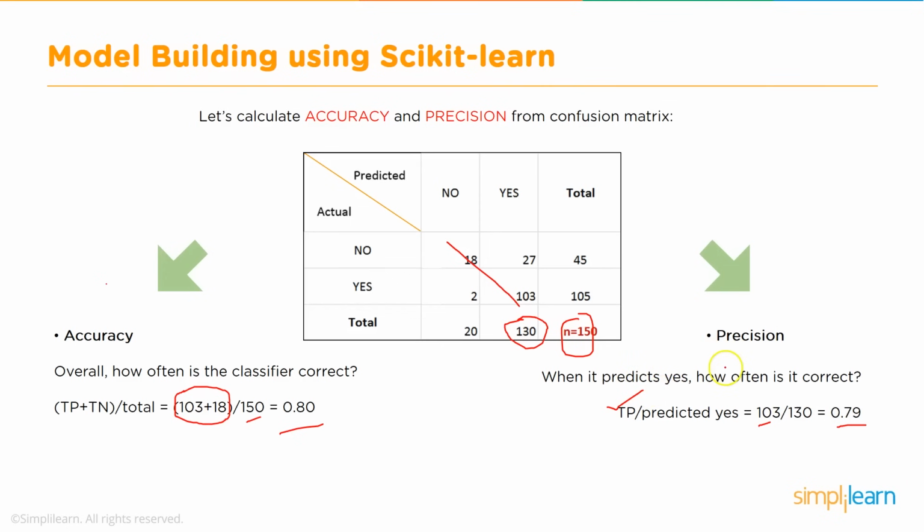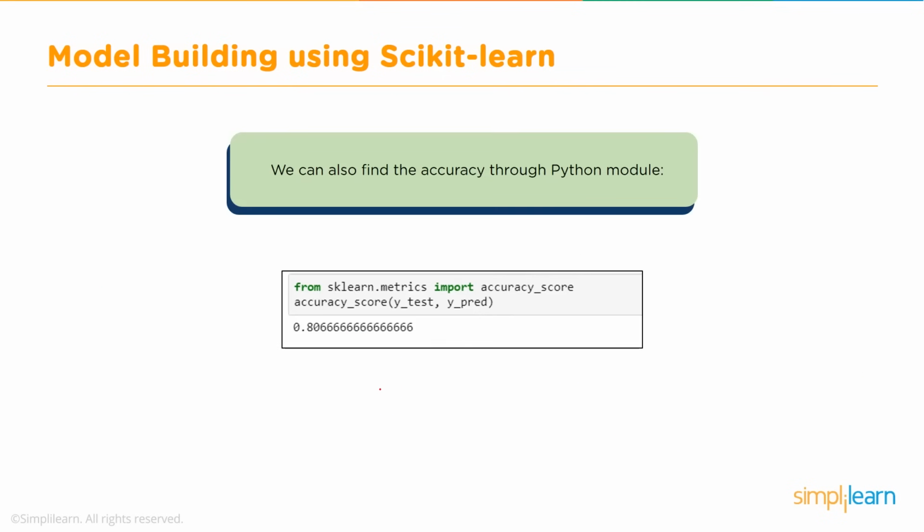So this is just a simple formula and a term that you need to remember. Accuracy is the total of true positive and true negative divided by the total number of observations, whereas precision is true positives divided by the total predicted positives. Okay, so that is our accuracy and precision.